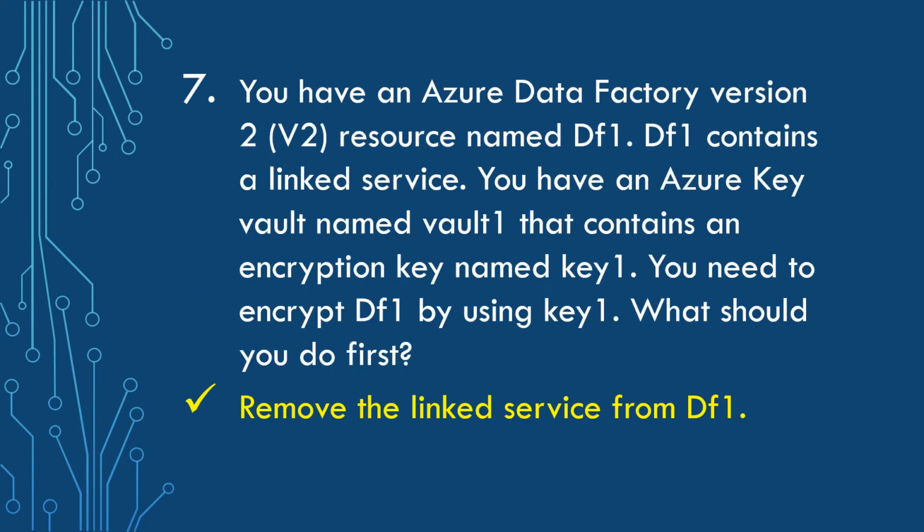You have an Azure Data Factory version 2 (V2) resource named DF1. The DF1 contains a linked service. You have an Azure Key Vault named Vault1 that contains an encryption key named Key1. You need to encrypt DF1 by using Key1. What should you do first? So first, we remove the linked service from DF1.